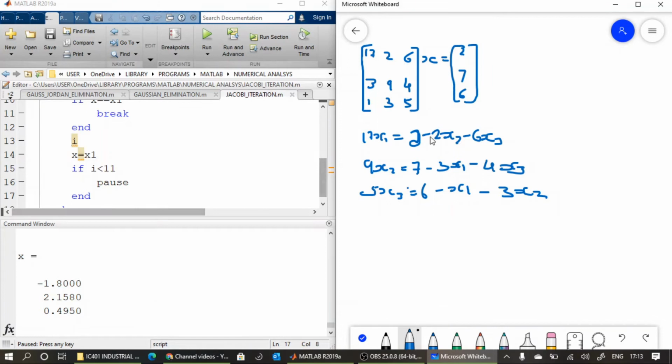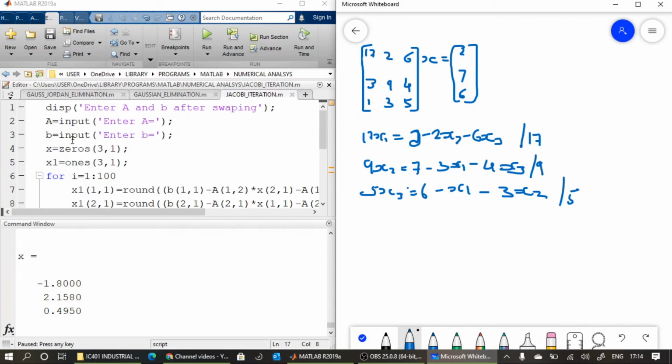Okay, so I am going to do this in this algorithm. Now substitute the left hand side: replace x1, x2, x3 with x1 (n+1), x2 (n+1), x3 (n+1). On the right hand side, replace x1, x2, x3 with x1 n, x2 n and x3 n. So this is the procedure: divide the first equation by 17, the second equation by 9, the third equation by 5, then replace the left hand side x with x n+1 and the right hand side x with x n. So this is the algorithm.